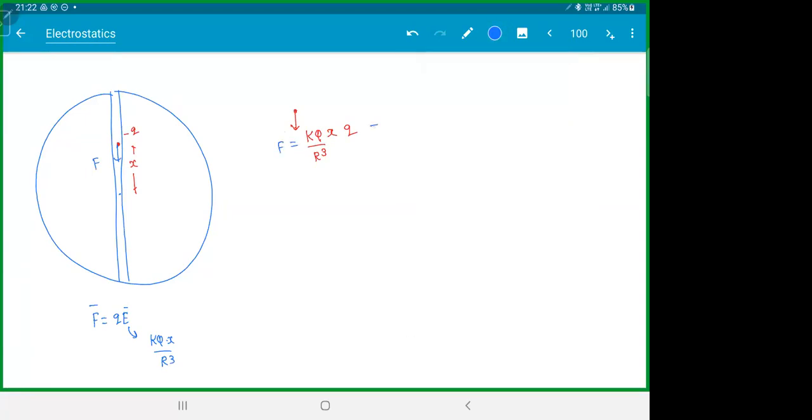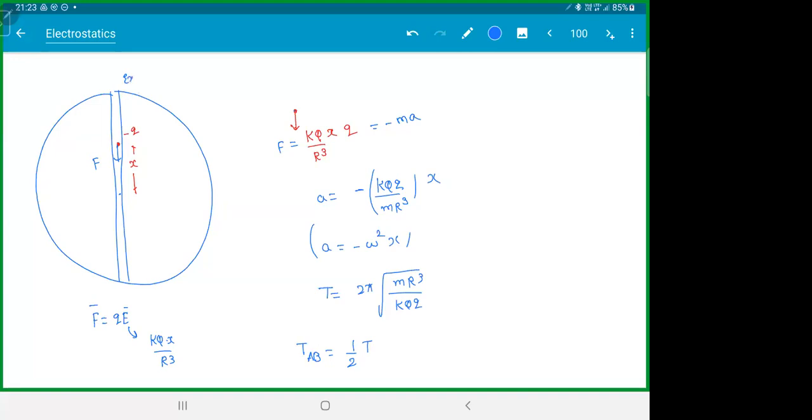One step. That's it. Force is equal to minus mass into acceleration. So acceleration is equal to minus KQq by mR cube into x. This looks like a equals minus omega square x. Therefore, the time period will be 2 pi root over mR cube by KQq. But this is the full time period, okay? So time taken from A to B will be only half of the oscillation, because A is the extreme position and B is another extreme position. The center will be the mean, where the force is 0. You're only asking time from one extreme to another extreme.